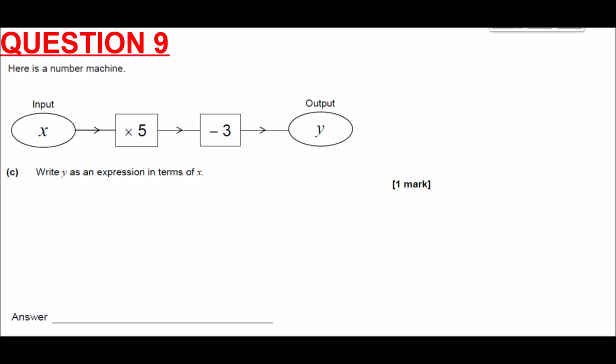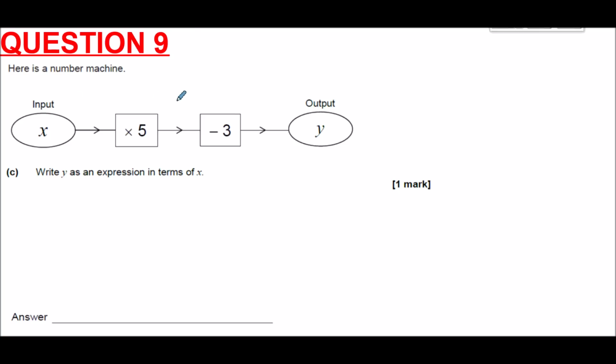Finally, for part C, we're asked to write down what y is as an expression in terms of x. And so what I'm going to do here is just show you step by step what happens to x. We need to keep it in terms of algebra. We're not given any numbers for y and x, so keep it in terms of algebra. Let's have a look what happens. So we start with x. The first step is it gets multiplied by 5.